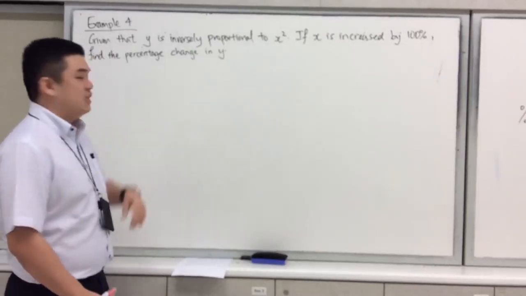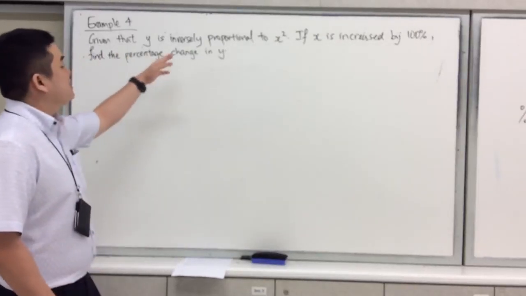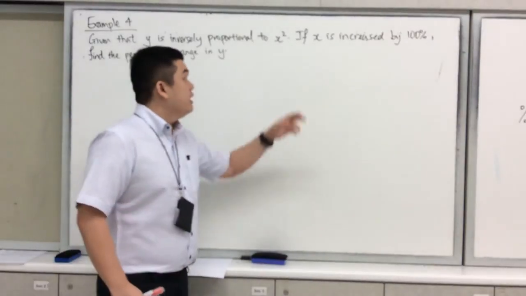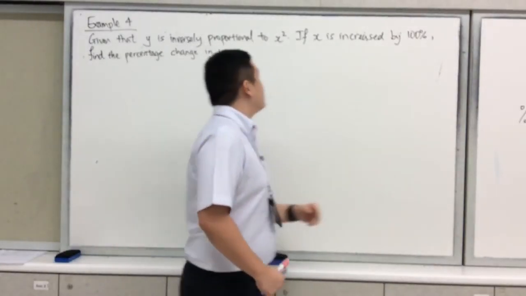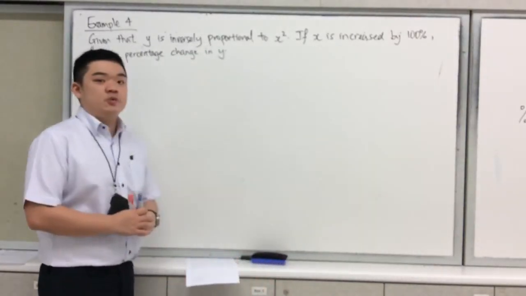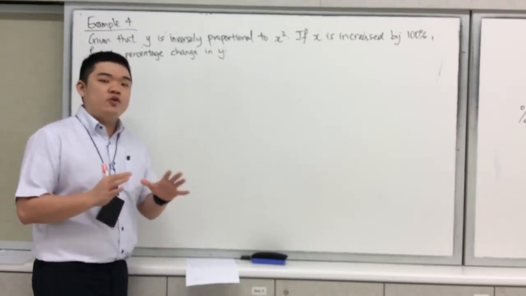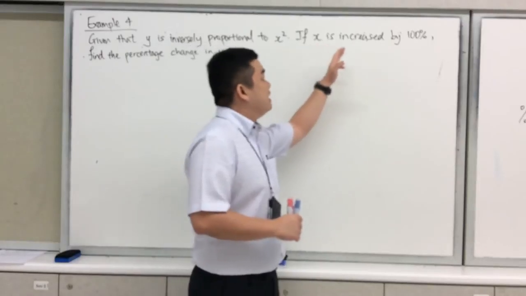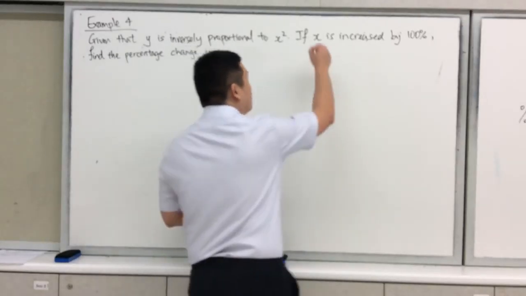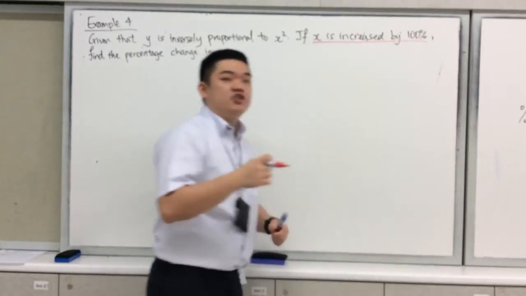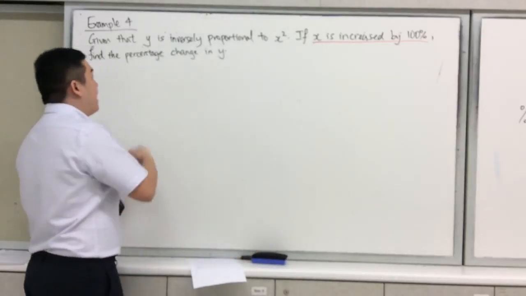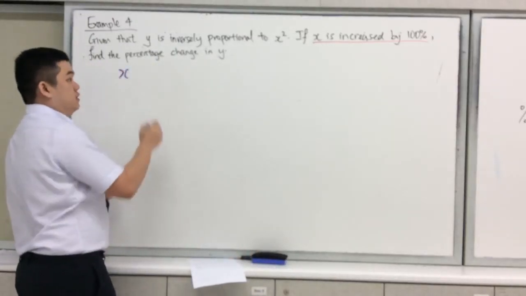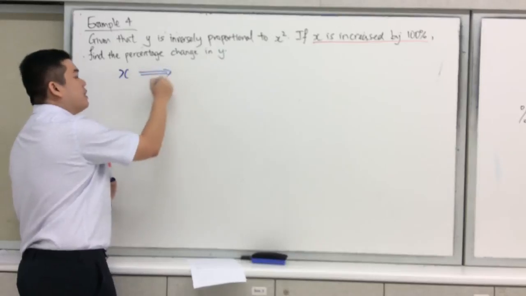Okay, now we have reached the last example. Given that y is inversely proportional to x squared, if x is increased by 100%, find the percentage change in y. Alright, this is a whole brand new question that you have not encountered before. Can you see that they say that x is increased by 100%? Increased by 100%. So initially your x is this, and now it's increased by 100%.